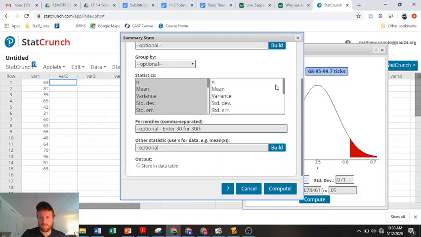Statistics that we want. Sweet. I like all of those things. That would be helpful. Compute.